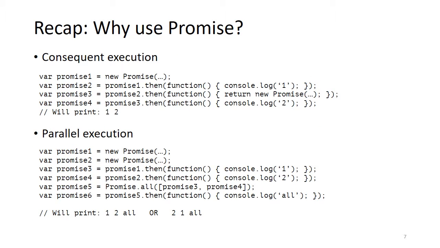And I showed you that you can use promises for either consequent code execution or parallel code execution. Basically, you're just chaining the then callbacks. And with parallel code execution, you can easily use the special function called promise.all that will wait until all previous promises are finished. So this way you can, for example, send 10 requests and easily wait when each one of them is completed, and use all the data from all the 10 requests.